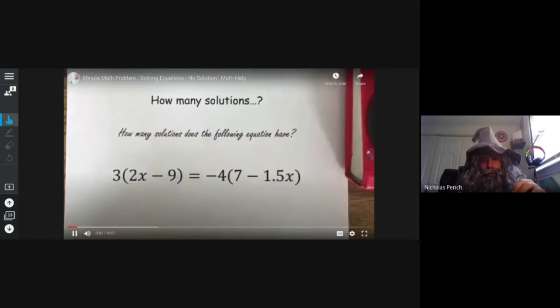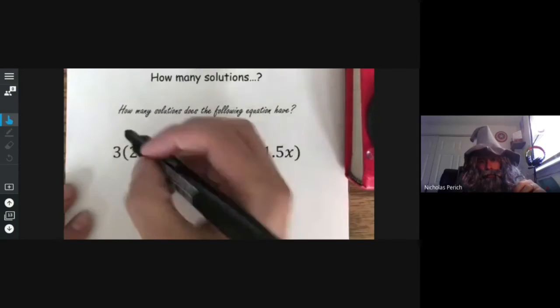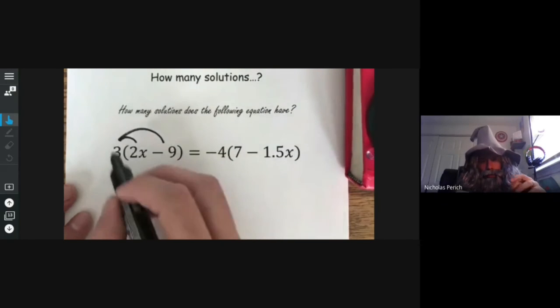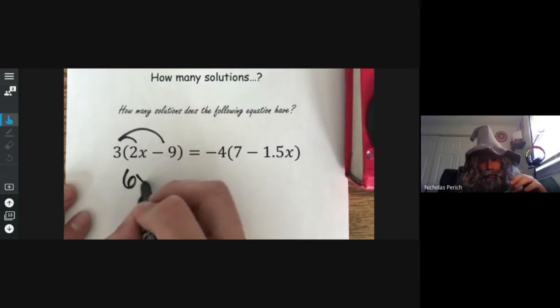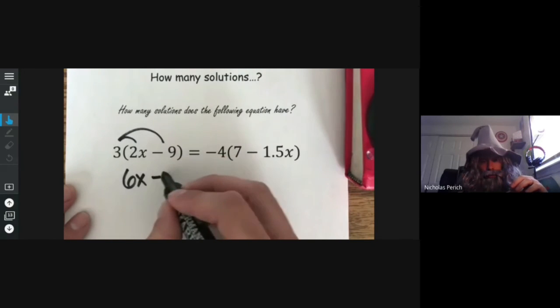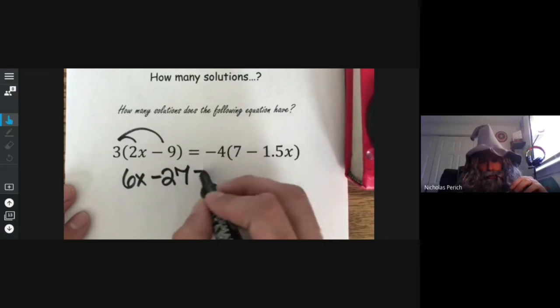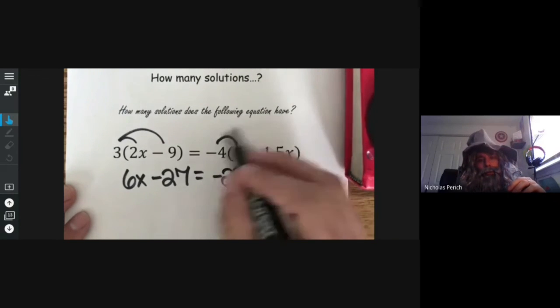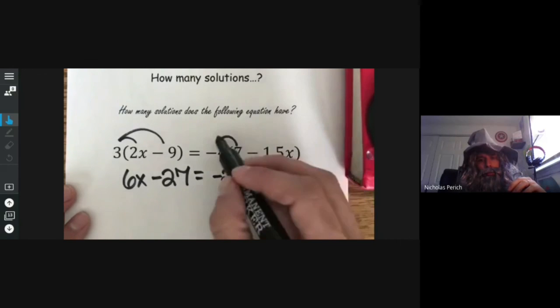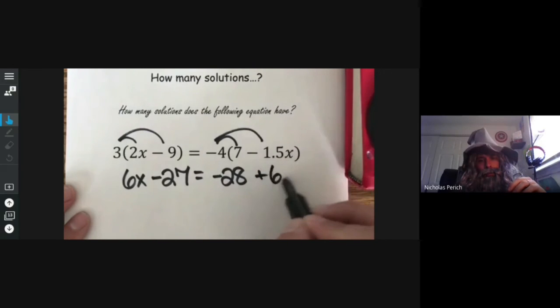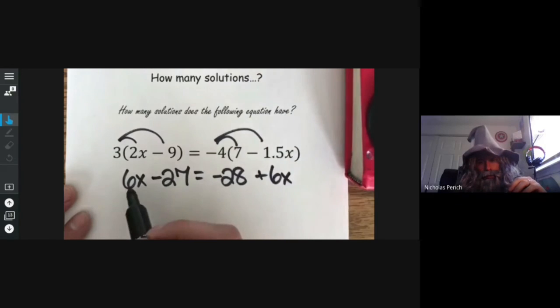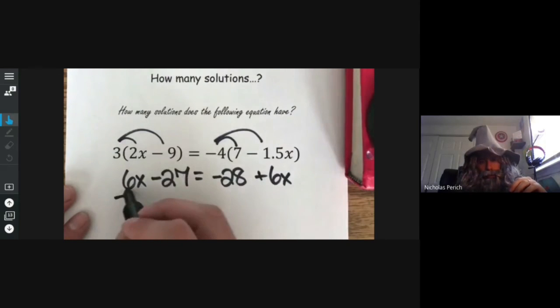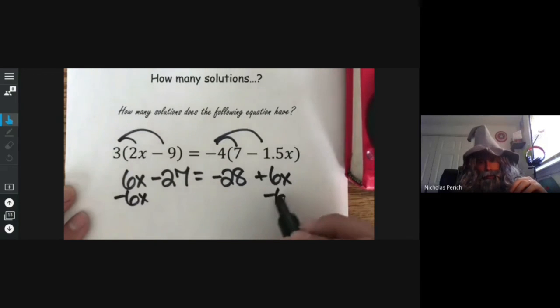All right, how many solutions does this equation have? We have double distributive properties, so we got to do this one quick. 3 times 2x, 6x. 3 times negative 9, negative 27. Drop down the equals. Negative 4 times 7 is negative 28. Negative 4 times negative 1.5x is positive 6x. You have a 6x on the left, you have a 6x on the right. If you subtract 6x, they will both disappear.